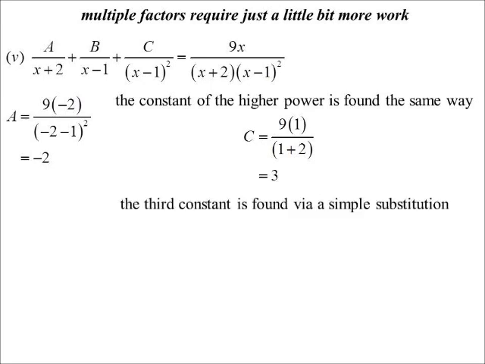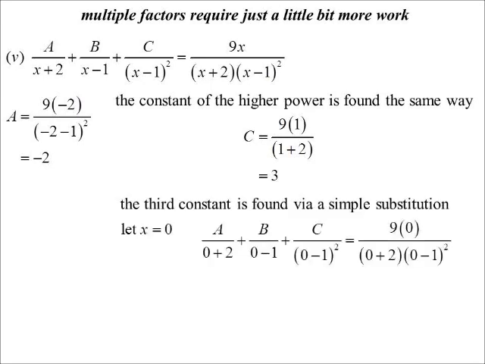The third constant I can then do via simple substitution. So I'll let x equal 0. 0 is an easy number to play with. So I can just simply substitute 0 in and go, oh, okay, well I know what a and c are. So b is 2. So again, having multiple ideas helps me with that.